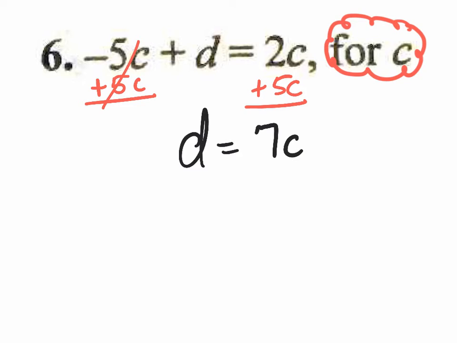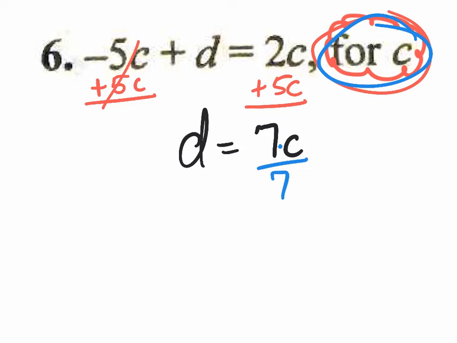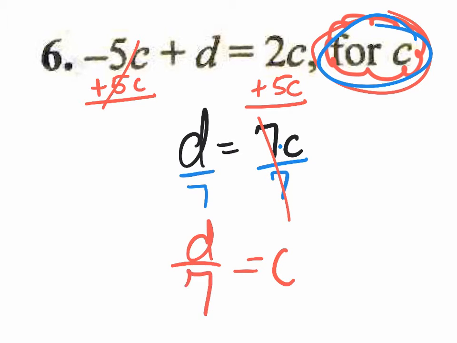And, of course, we're talking about C's. I need to solve for C. I need to get C by itself. So how do I get rid of this multiplication of C? Divide by 7, right? Divide by 7. And this cancels out, and you're done. C equals D divided by 7. C equals D over 7.